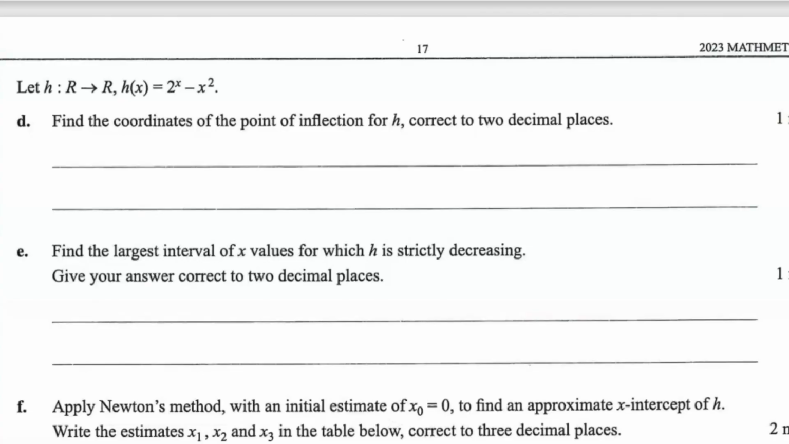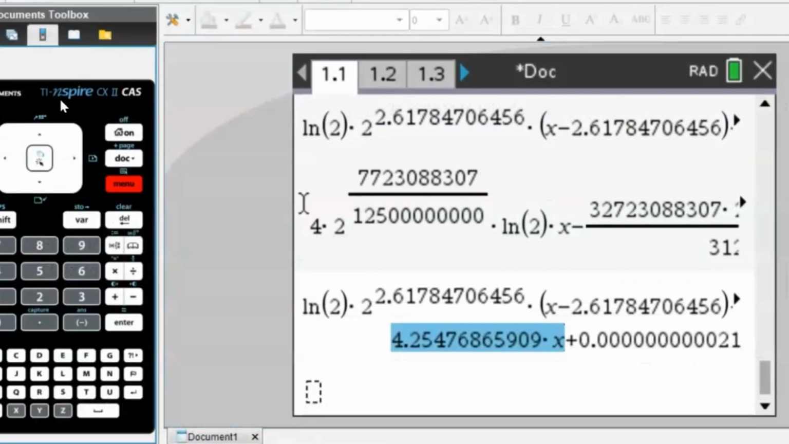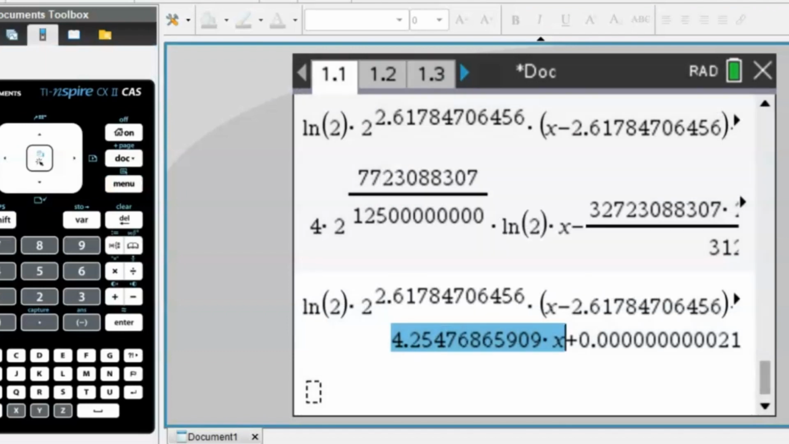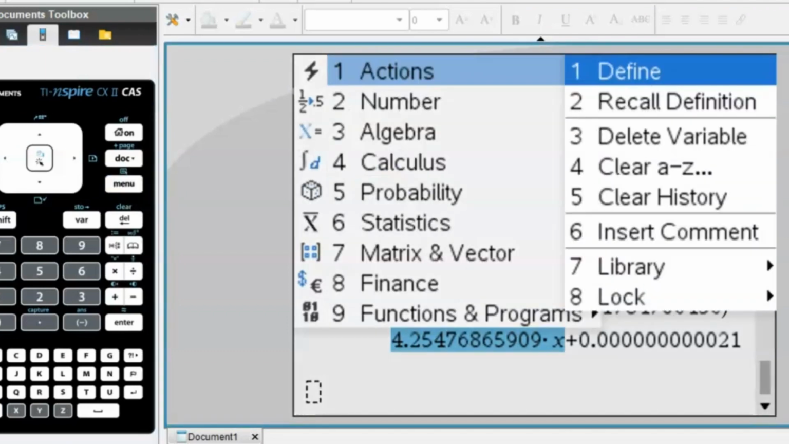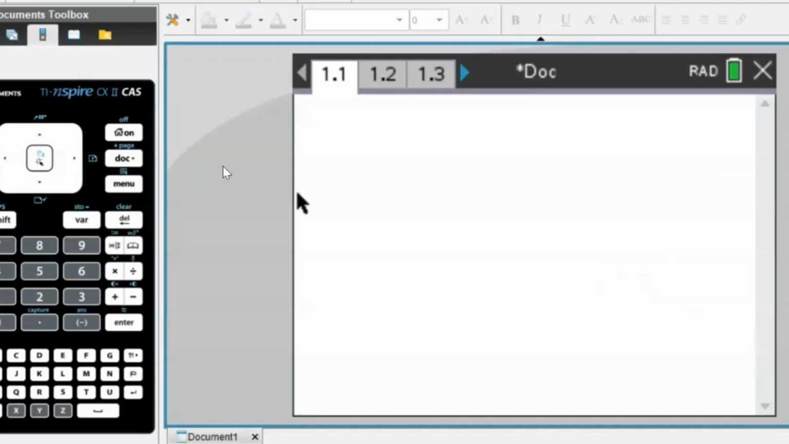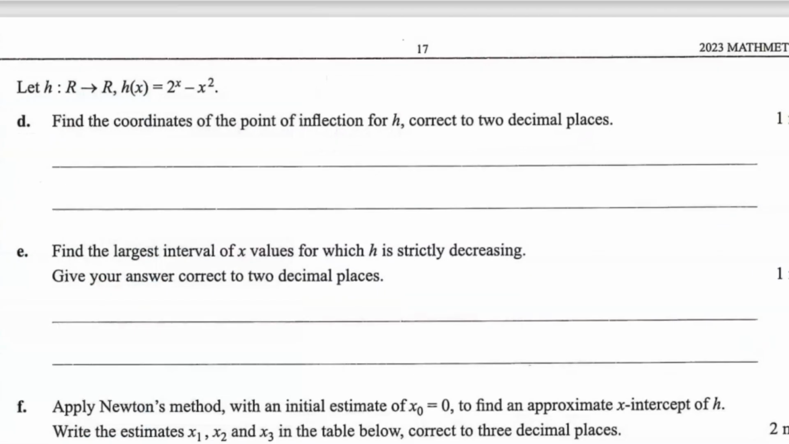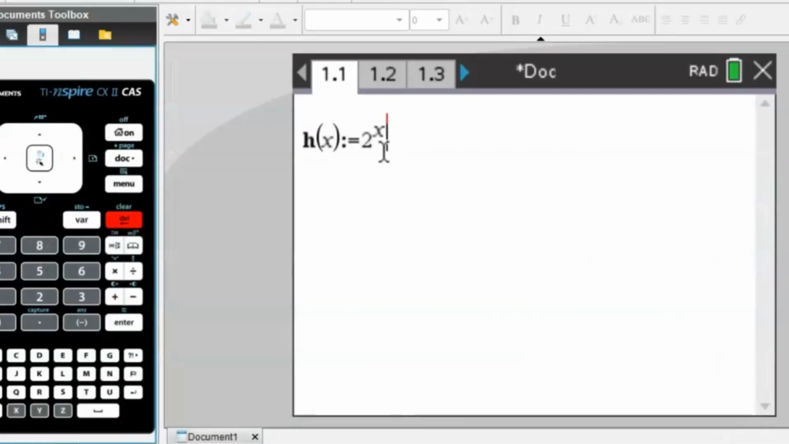Alright, so find the coordinates of the point of inflection of h of x. So that's h of x. So clear history, it was under the h of x. Alright, now h of x such that h of x is 2 to the power of x plus or minus x squared.